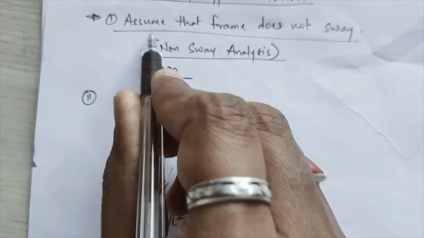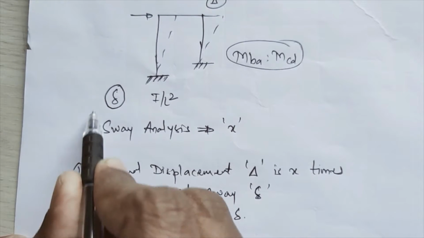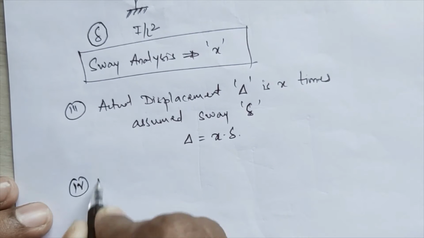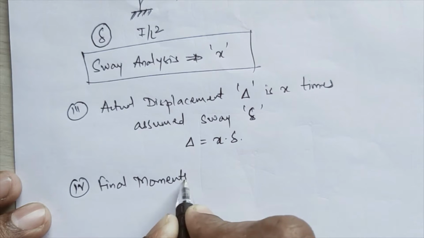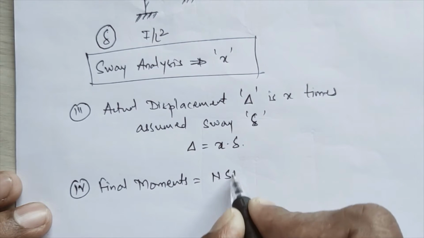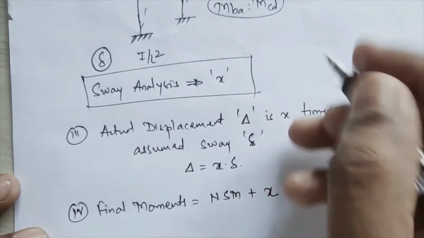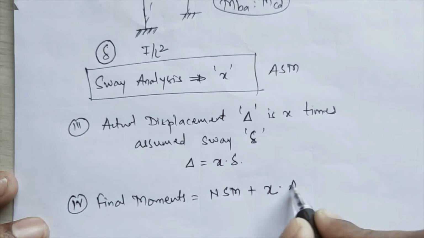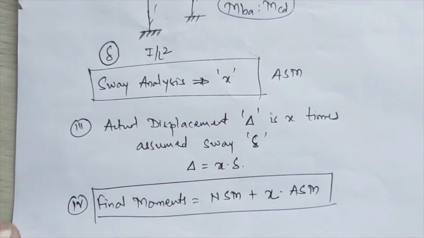And using these two analyses, you have to combine them. First is your non-sway analysis, and after applying this correction, you have to combine the non-sway and sway analyses, and finally calculate the total final moments. Total final moments is equal to NSM, non-sway moments, plus x times whatever moments you obtain in the sway analysis, that will be called your actual sway moments. So that will be x multiplied by ASM. Using this formula you have to calculate the values of final moments.